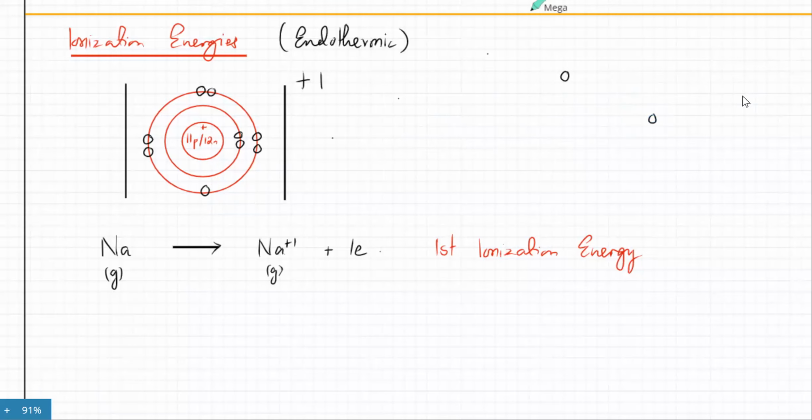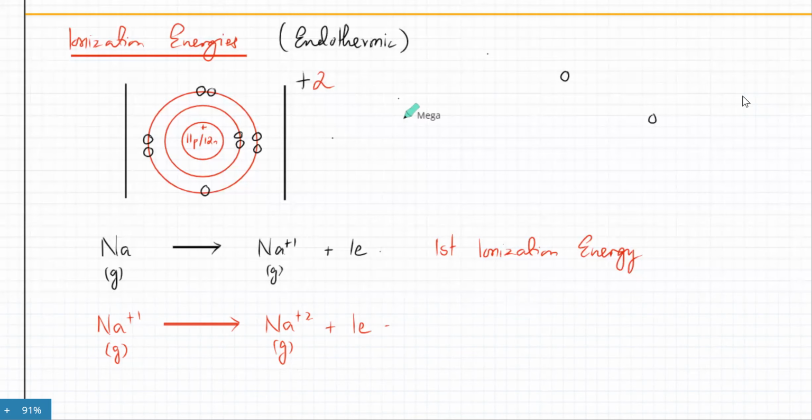Now the charge on this ion would be +2 because now it's lost 2 electrons. And that's known as the second ionization energy. So the second ionization energy is that once the first one has already been removed, the ion now loses another electron and forms an Na+2 ion. Another electron is now lost. So that's the second ionization energy of sodium.